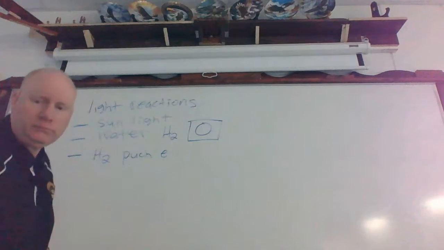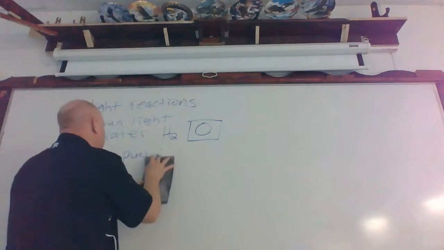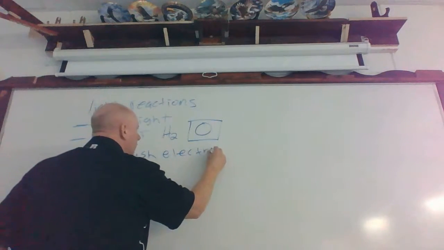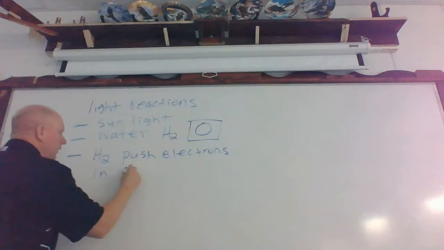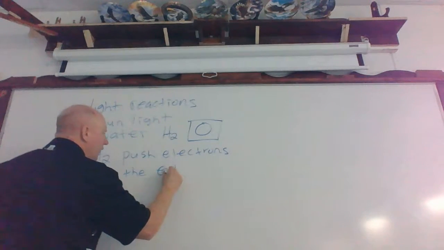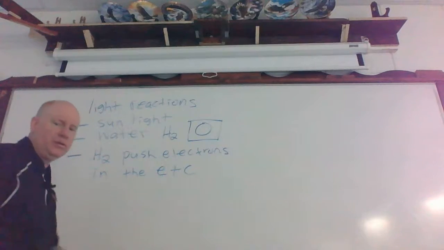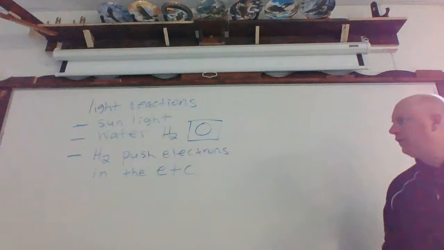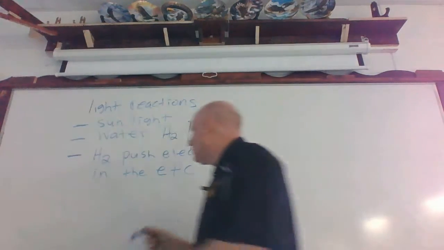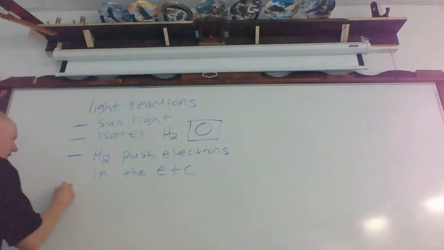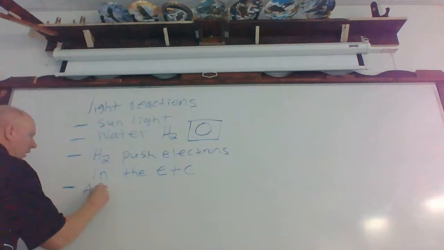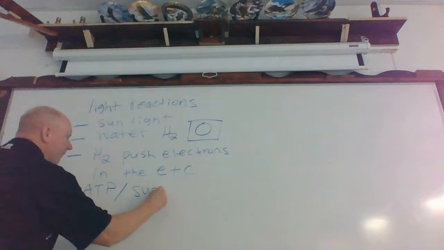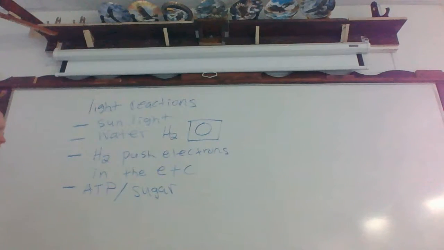electrons in the electron transport chain, okay? The reason that's important is as these electrons get excited to higher and higher levels, it allows them to produce what we refer to as ATP. And what that does is allows them to make sugar then. Okay? So that's the light reactions.